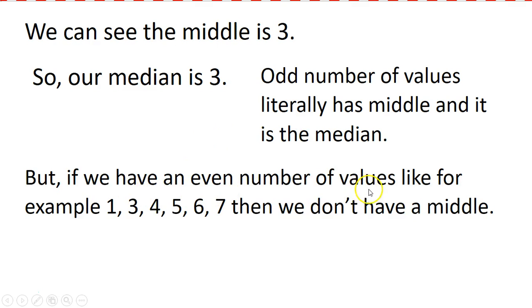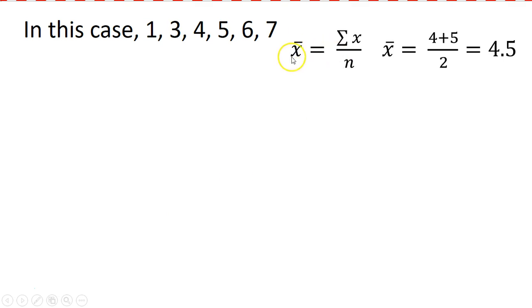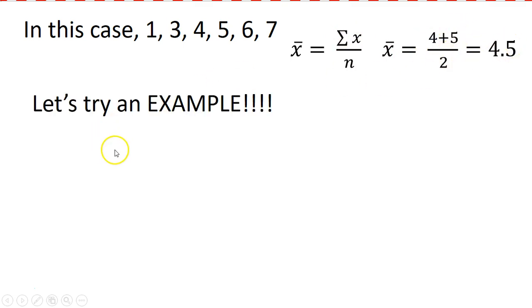But if we had an even number of values like this, 1, 2, 3, 4, 5, 6, what's the middle? Does anyone remember how to find that? Well, we basically take the arithmetic average, or the mean, of the two numbers in the middle, 4 and 5, and divide by 2. It's a sample, not every number in the world. Divide by 2, we get 4.5.